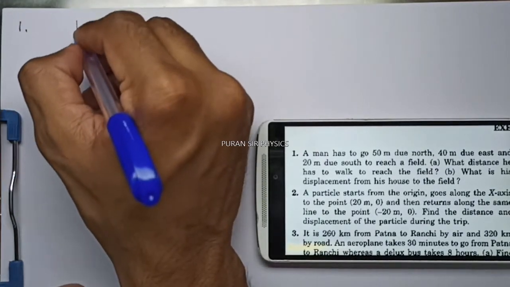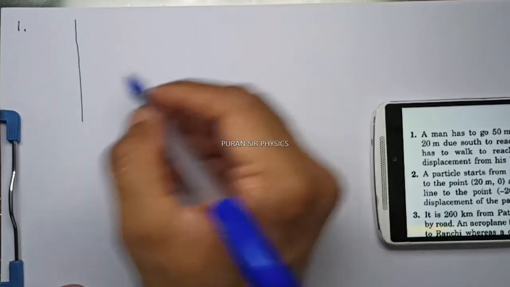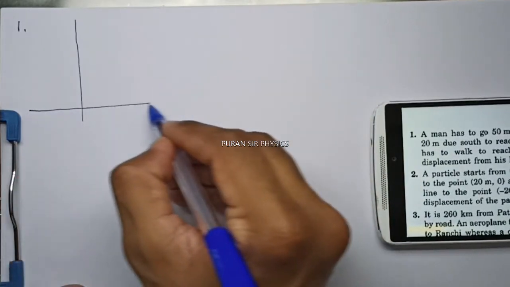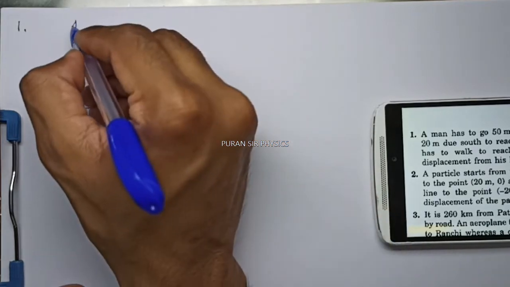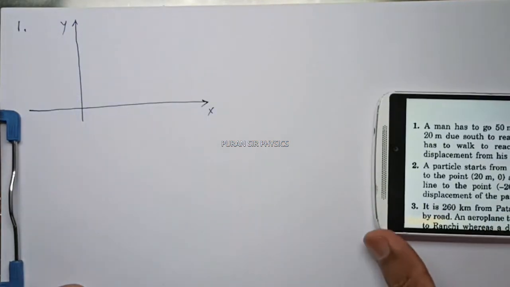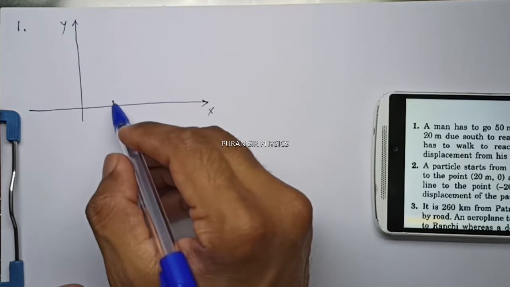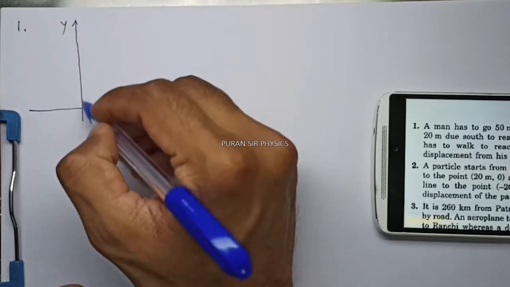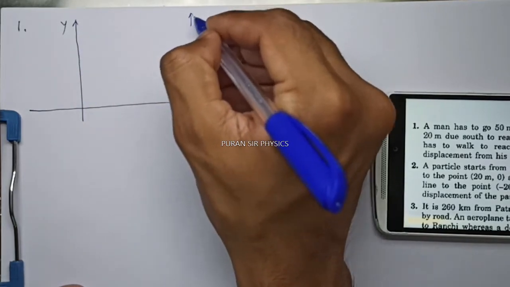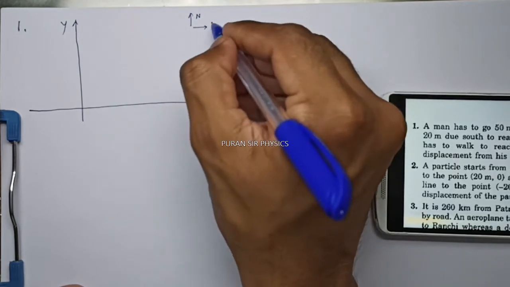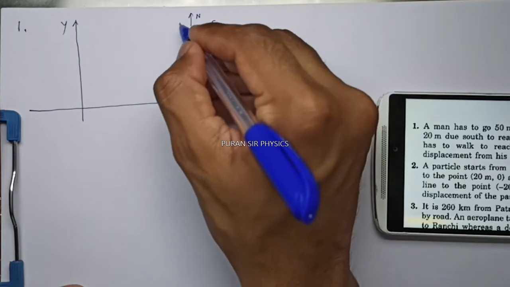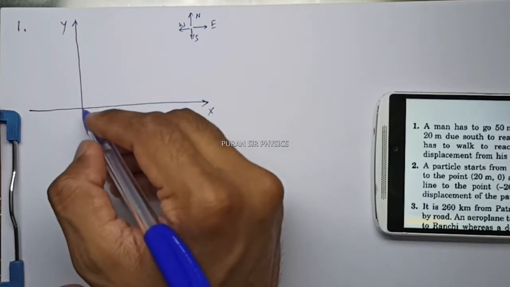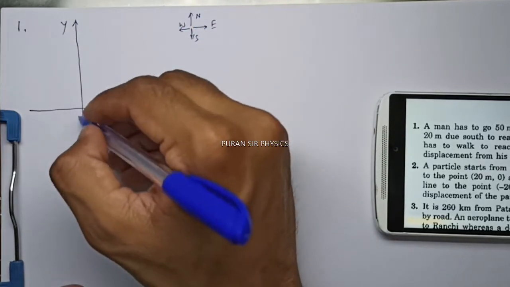So let me draw the Cartesian coordinate system. So this is your x and this is your y. So a man has to go 50 meter due north. So let us say this direction is north and this is your east and the downward is your south and the left is your west. So the man goes 50 meter due north.